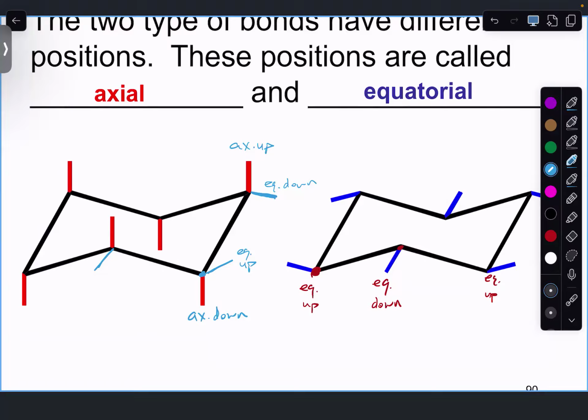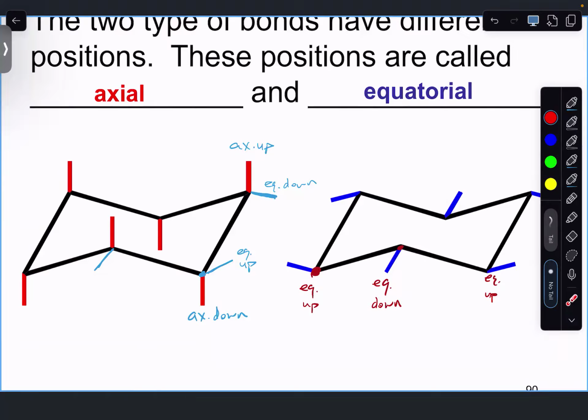When you're drawing your equatorials, what I want you to focus on is one of the carbon-carbon bonds. If I'm going to look at this one for instance, I'm not going to look at the carbon-carbon bond that's directly attached to it. I'm not going to look there. Instead, I'm going to look to the next carbon-carbon bond. This one. Do you see how this carbon-carbon bond is parallel to that equatorial position?